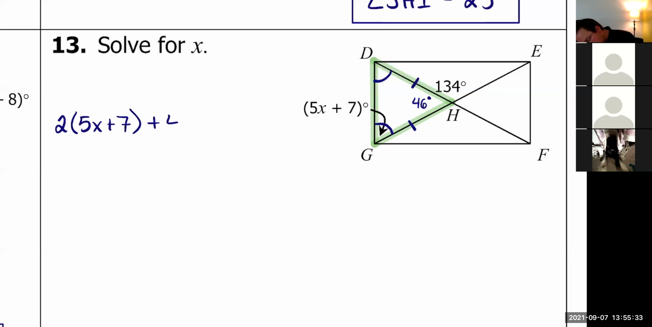Distribute first. Did you freeze? Did I? Oh, shoot. Of course it would freeze on the last problem.